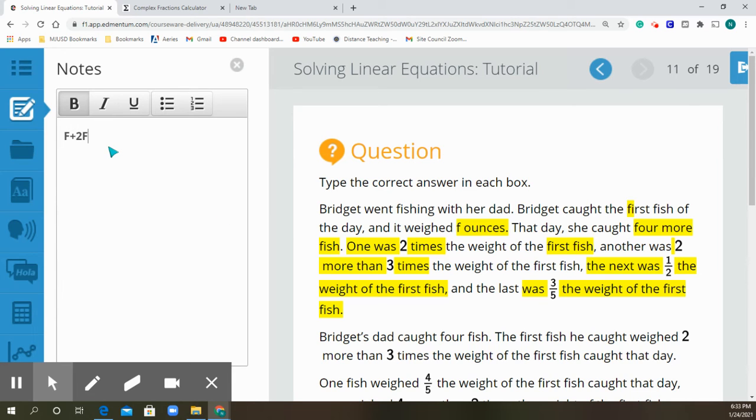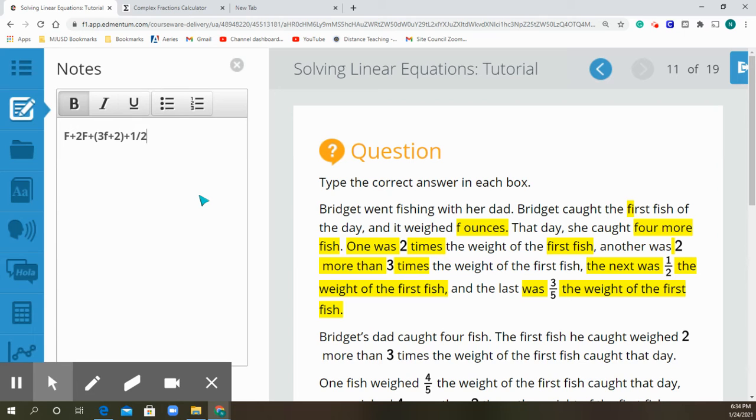So what that means is the next one she caught plus was 3 times F plus 2. 3 times the first fish and 2 more, so 2 more than 3 times the first fish. Okay. Plus. The next one was half the weight of the first fish.